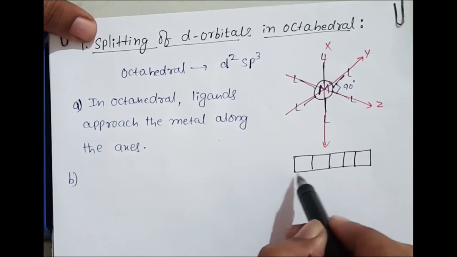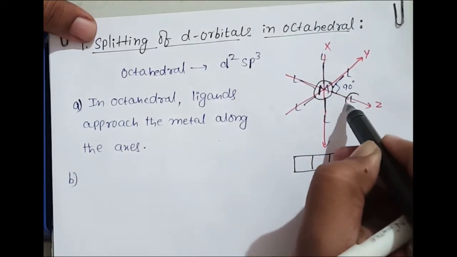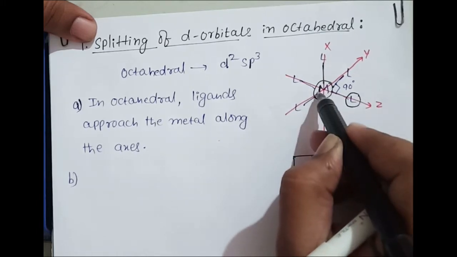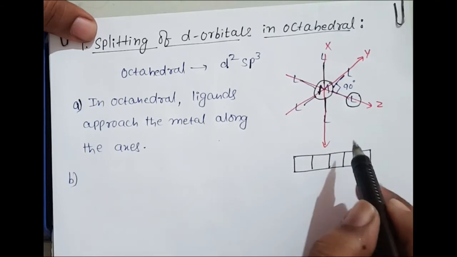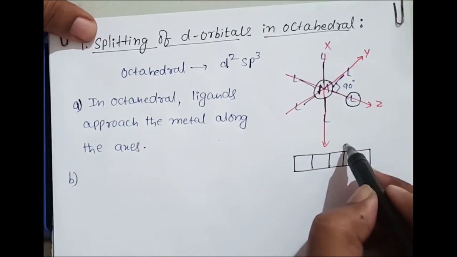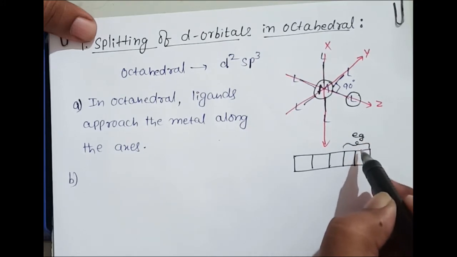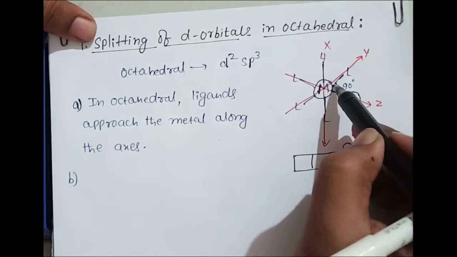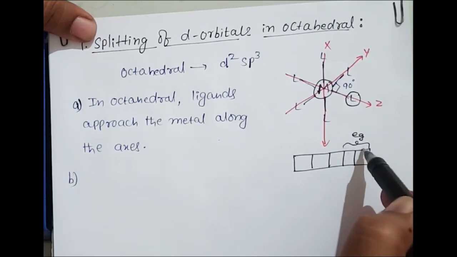Here there will be repulsion. As we have studied, there will be repulsions between the electrons of ligand and electrons of metal. But not all metal electrons will experience the same repulsion. Here the EG electrons are dumbbells on the axis. Ligands are also coming along the axis, so they will face more repulsions.